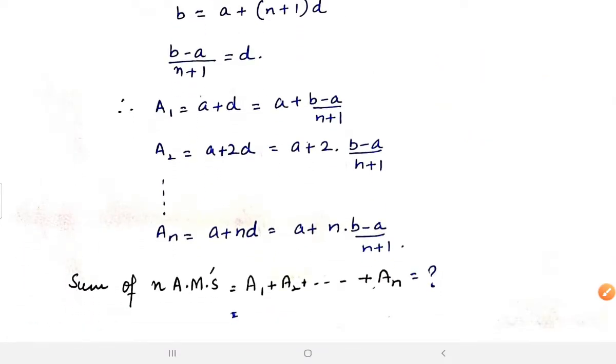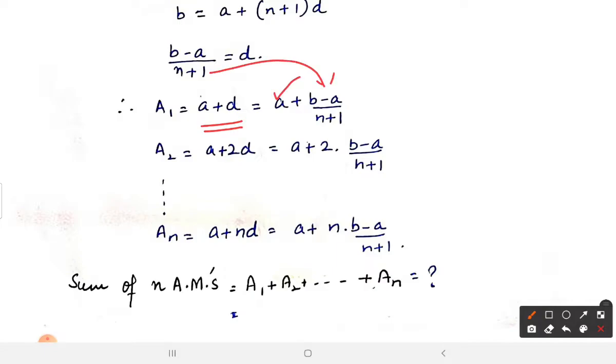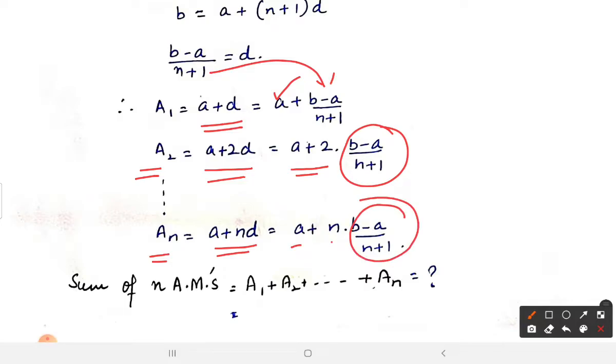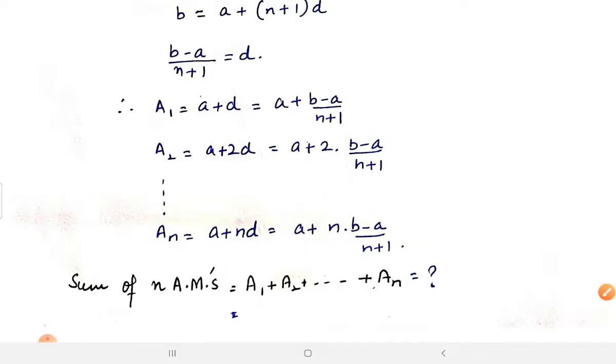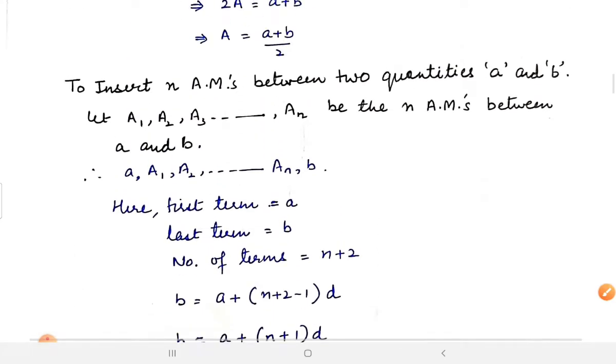So a1 is a plus d, where a is the first term and d is (b minus a) upon (n plus 1). a2 is a plus 2d, so a plus 2 times the value of d. an is a plus nd, so a plus n times the value of d. This is how we will find the value of n arithmetic means between the two quantities a and b.